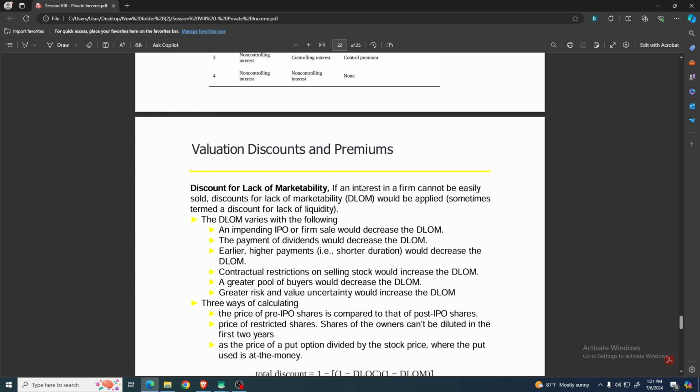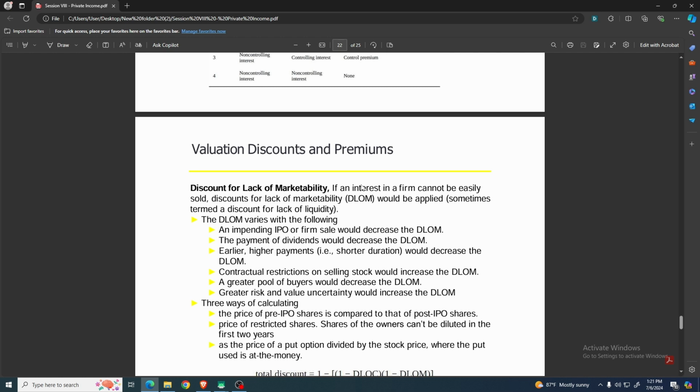And then we come into the discount for lack of marketability. So DLOM is applied when an interest in a firm cannot be easily sold, reflecting the liquidity of the shares. So shares that are not readily marketable are less attractive to investors, hence lowering their value. So similar to DLOC, what factors are going to impact the DLOM? First one is going to be the impending IPO or sale.